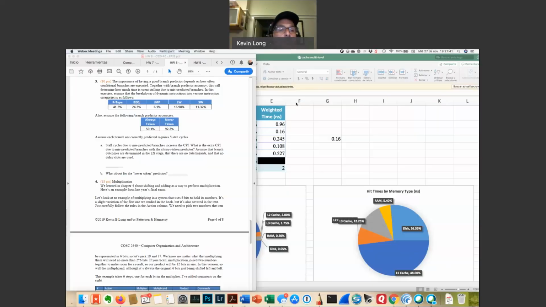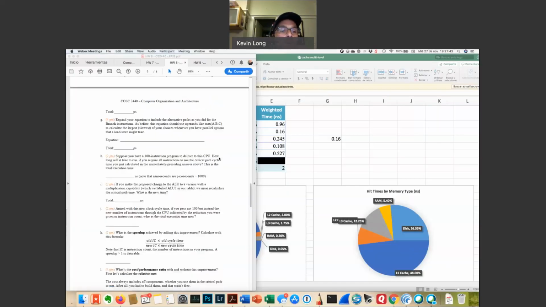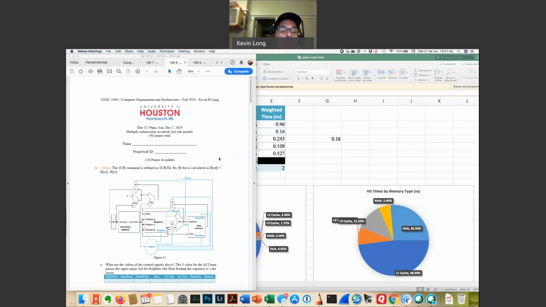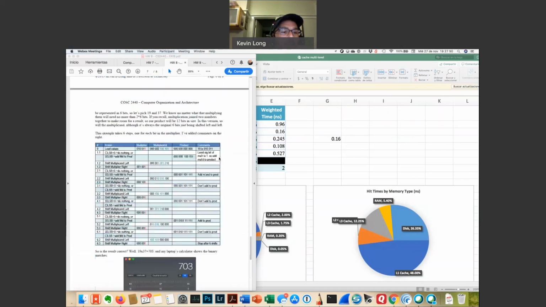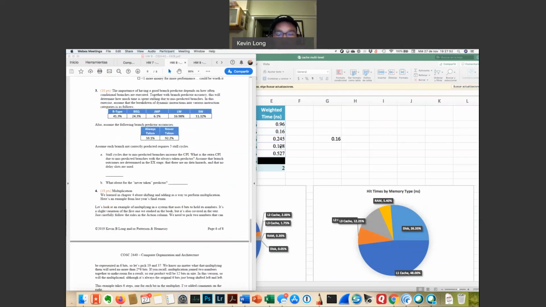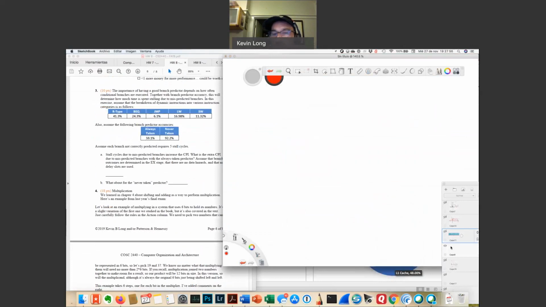Guys, let's give problem 3 on homework 8 a stab. Okay, so problem 3 is pretty short, and I'm going to pull up my sketchpad to kind of get it done with you guys. So stall cycles increase the CPI.